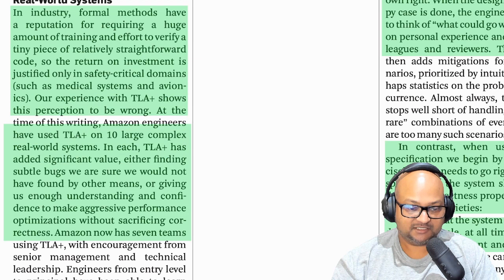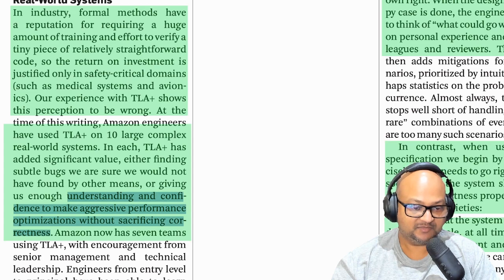They have managed to get formal methods usage into their culture of software engineering, have used it on 10 large real-world systems in AWS. And the benefit that they have seen is that in each of these cases, applying TLA Plus has found subtle bugs at the specification stage itself before hitting production. And moreover, using these formal methods, you can also make optimizations while knowing that the overall system is still correct.